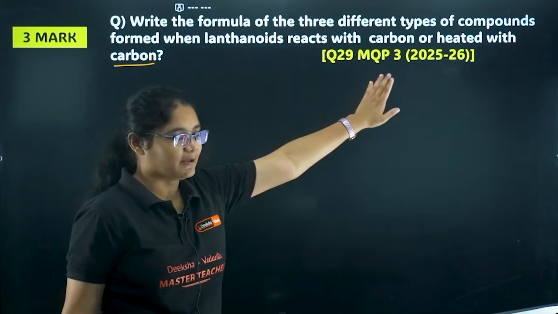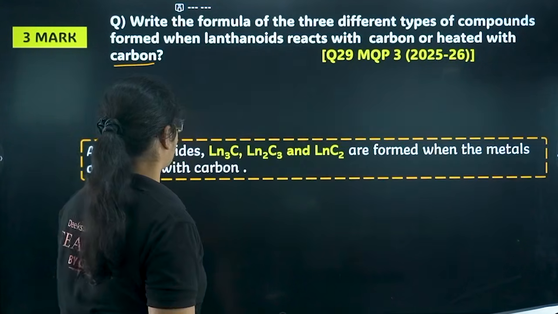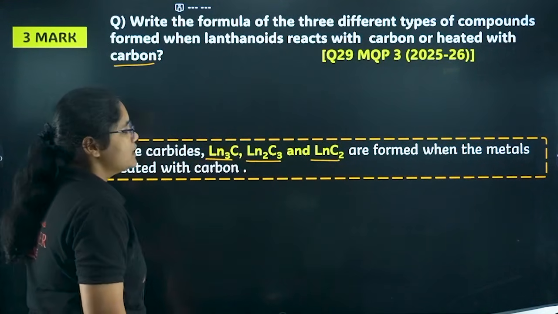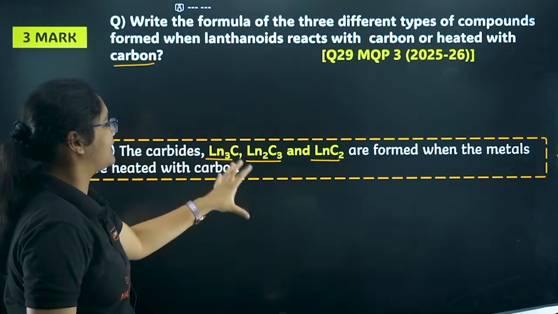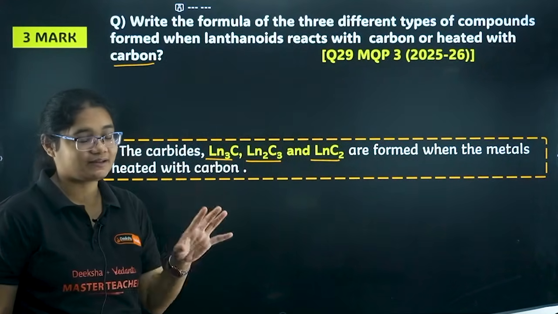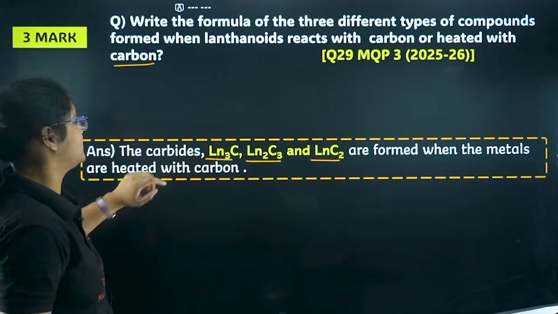This is question 29 of MQP3. So what are the products formed here? Ln3C, Ln2C3 and LnC2. These are the carbides formed when lanthanide reacts with carbon. Okay, so this is there in the textbook, so you have to read the textbook thoroughly to answer such questions.